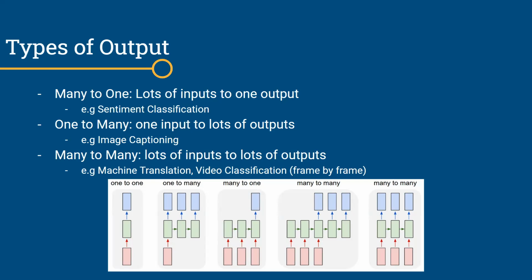So for something like sentiment classification, this is the use that you use it for. You give it a bunch of text, it analyzes that text and spits out a prediction on the tone of the reader, if they're happy or sad or whatever. So there's a single output.